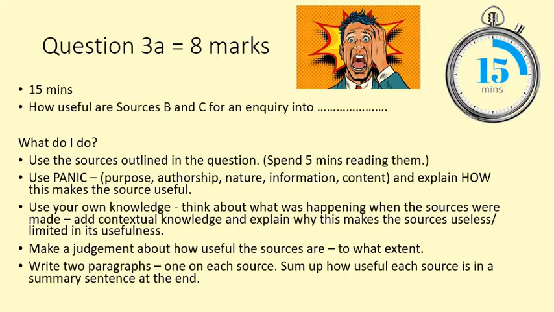You must make a judgment about how useful each of the sources are. You don't need to compare the sources. You can look at them totally separately, but you must judge how useful each of them are. I would advise writing 2 paragraphs, one on source B, looking at the content, comparing to your own knowledge, and then the provenance, which is the blurb. And I would then write a 2nd paragraph on source C, looking at the content, comparing to your own knowledge, and looking at the provenance, the blurb. You must write why it's useful.